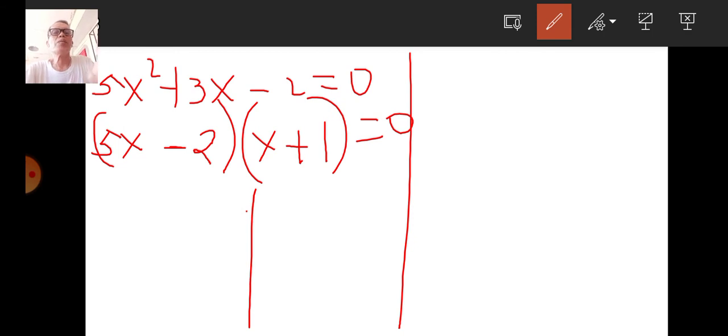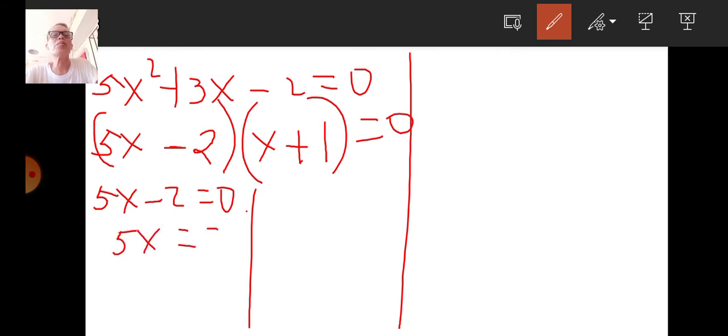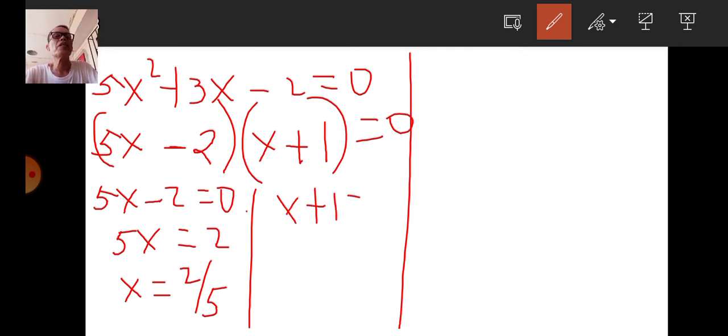Then, equate the factors to 0. You will have 5x minus 2 equals 0. Transpose 2 to the other side of the equation, you will have 5x equals 2. Dividing both sides of the equation by 5, you will have x is equal to 2 over 5. The other one, you should have x plus 1 equals 0. Transpose 1 to the other side, so x equals negative 1.